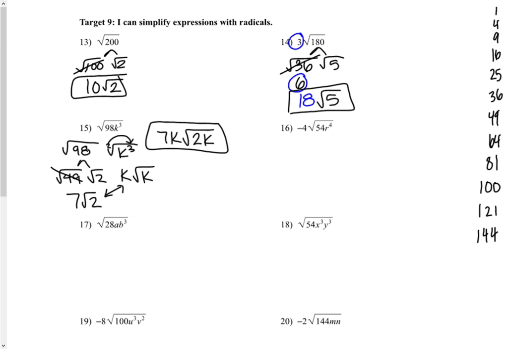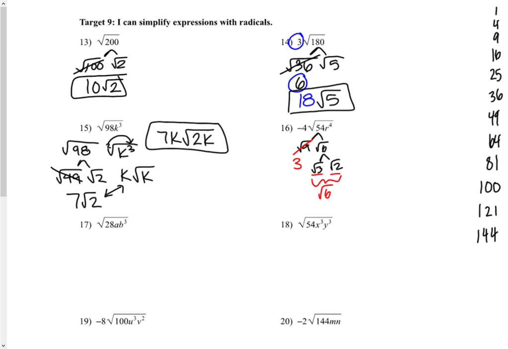Okay, next one, I have the square root of 54 and the square root of r to the 4th. Square root of 54, I know 54 breaks up into 9 and 6, and I could break up 6 into 3 and 2. I didn't break up 9 further because I know the square root of 9 is 3. Over here, I'm left with 3 and 2. 3 and 2, neither of those are perfect squares. I don't have a pair, so I can't pull anything out. So I'm just going to multiply those back together and still have the square root of 6.